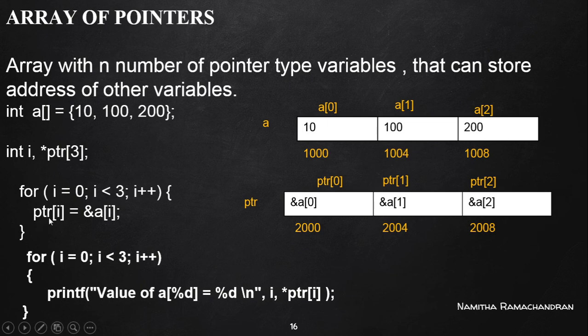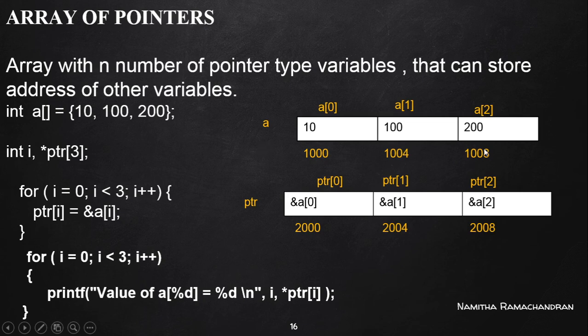Okay, PTR of 0, the 0th location of our pointer array, is initialized with the 0th element's address of our array A. That is, the address of this 10 is stored here in PTR of 0. And PTR of 1 is initialized with the address of the location where this value is present. And PTR of 2 is initialized with the address of the memory in which this particular value is available.